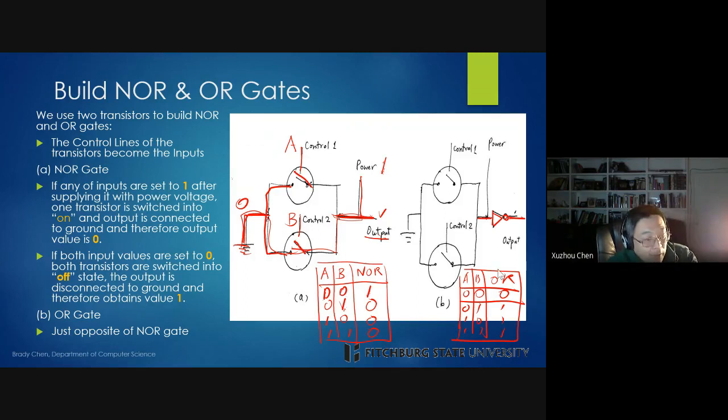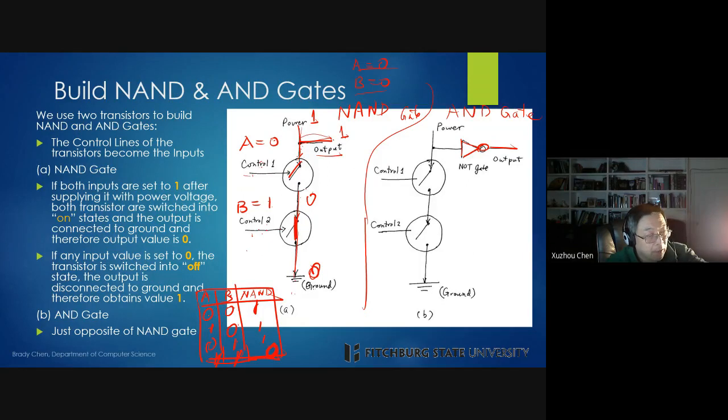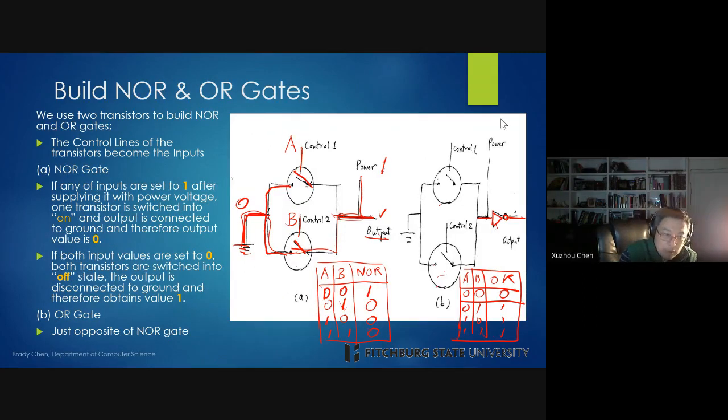So basically the OR gate is going to use 1 transistor, 2 transistors, and the NOT gate is going to use another transistor. So it uses 3 transistors to build the OR gate. But you just need 2 transistors to build a NOR gate. Also, you just need 2 transistors to build a NAND gate, but 3 transistors to build an AND gate. But anyway, you can use a couple of transistors to build these gates. Okay.